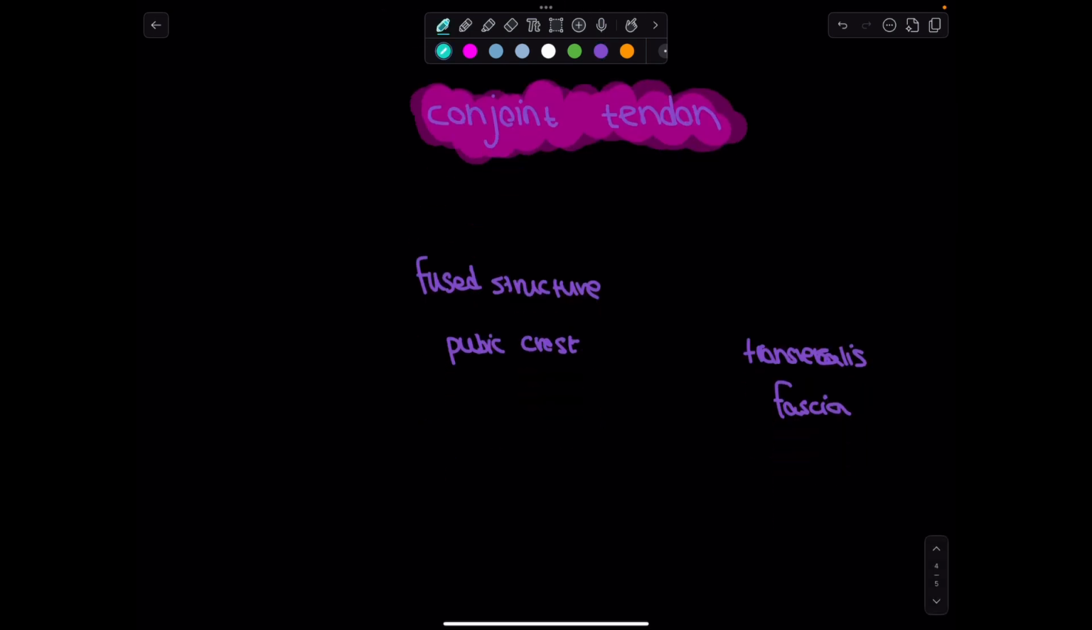No, that makes sense. And we have the descent of the gonads from the inguinal canal. And where do they come from, these gonads? What's the gubernaculum?